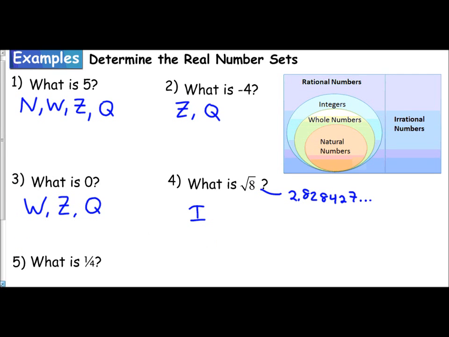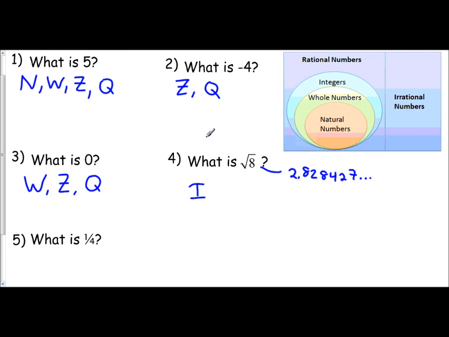And then if we were to go to 1/4, it doesn't fit any of the other characteristics. It's not a counting number. It's not a whole number. It's not an integer. 1/4 itself is a rational number.